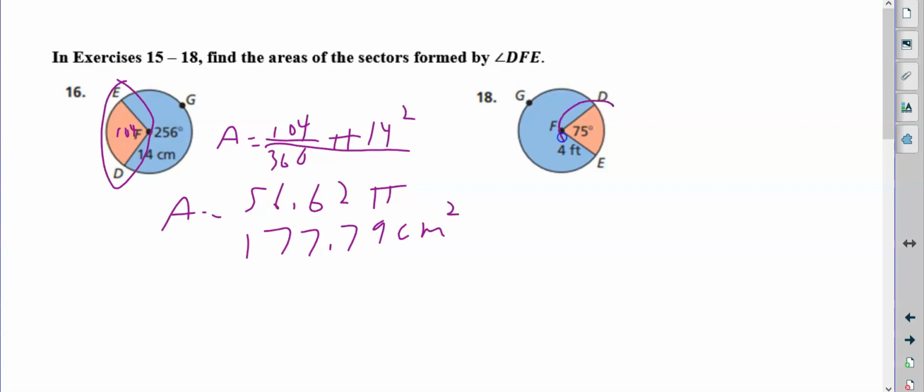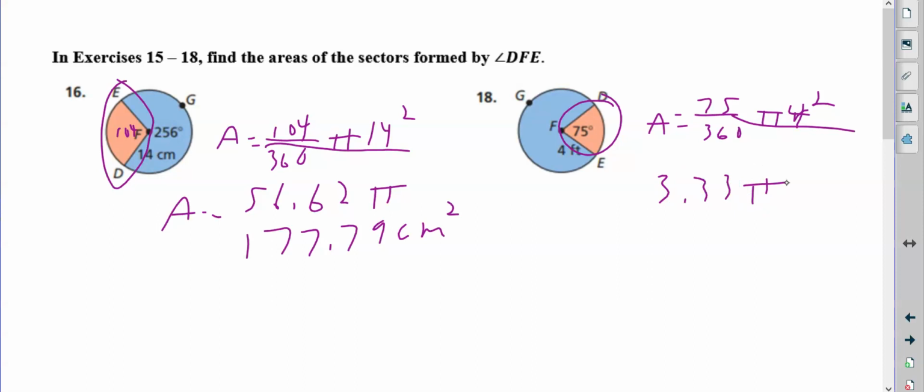Okay. Again, this section right here. So we're going to do this portion of 360 times pi r squared again, but we know that is 4. And again, you just literally number crunch, type in the calculator straight away, and you'll get 3.33 pi, or 10.47 feet squared. That should not be a colon, that should be a decimal.